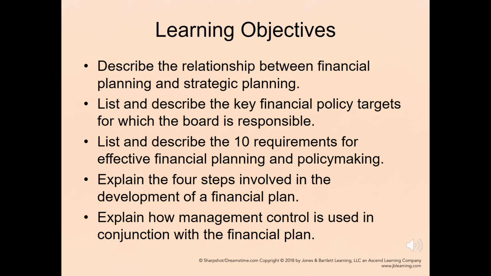The learning objectives are to describe the relationship between financial planning and strategic planning, to list and describe the key financial policy targets for which the board is responsible, list and describe the 10 requirements for effective financial planning and policy making, explain the 4 steps involved in the development of a financial plan, and explain how management control is used in conjunction with the financial plan.